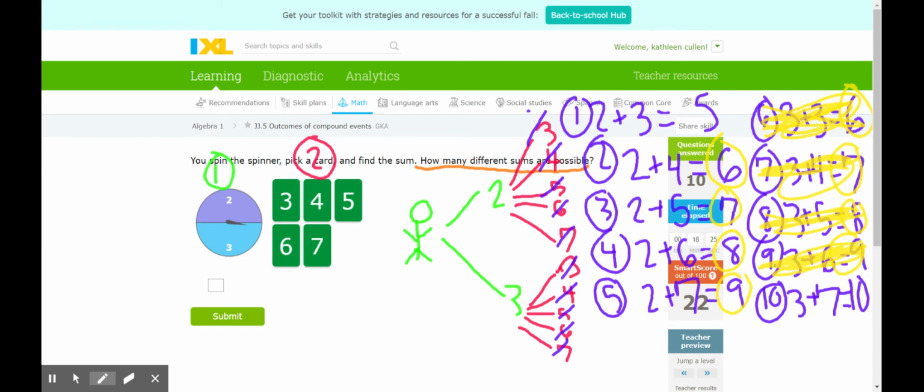So here, it's asking for how many different sums, right? So there's 10 possible outcomes here, but some of them are repeats. Some of them had the same sum as one of the other outcomes, right? So we wanted to find only the number of different sums here. So here we have 5, 6, 7, 8, 9, and 10 would be your different possible sums. So there'd be 1, 2, 3, 4, 5, 6 different sums.